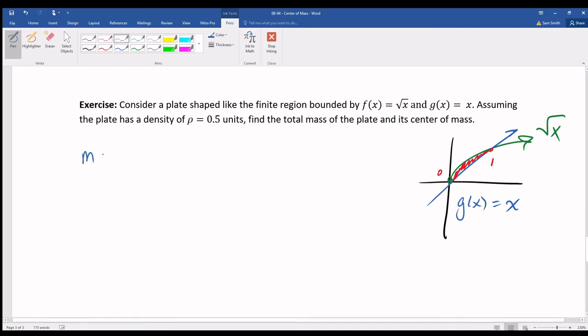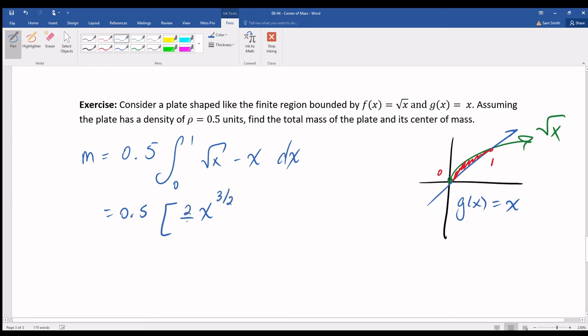Now the total mass of the plate can be found by taking that density of 1/2 units and multiplying it by the area of the region trapped between f of x and g of x. So the integral from 1 to 0 of top function minus bottom function with respect to x. Using power rule as always, we get x to the power 3/2 times 2/3 minus x squared over 2, and we'll be evaluating that from 0 to 1.